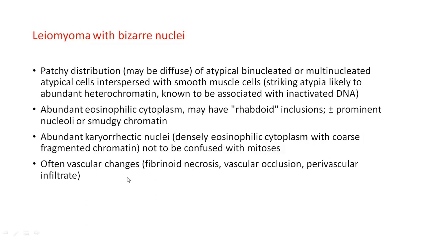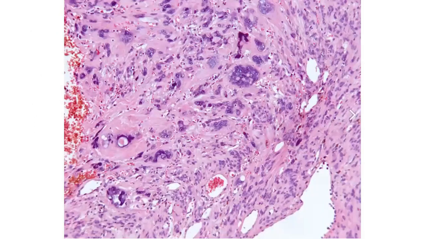Sometimes they can undergo vascular changes, which include fibrinoid necrosis, vascular occlusion, and perivascular infiltrate as well. So this is a microscopic picture of a leiomyoma with basal nuclei. Here we can see there's multinucleation, and here is multinucleation as well. In some areas we have binucleation, and here is an example of karyorrhectic nuclei. So pay attention to whether it's a true mitosis versus karyorrhectic nuclei.